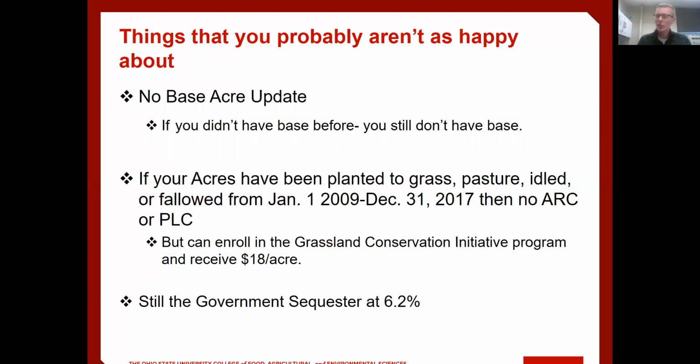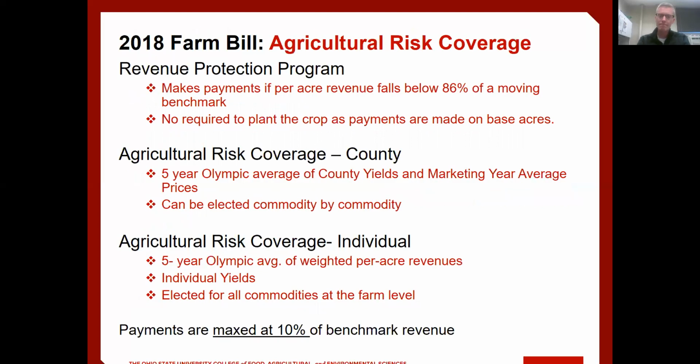There's still the government sequestration of 6.2%. That was part of the Budget Act of 2011. We see that government sequestration in there. So every government payment that is triggered is docked at 6.2% to help alleviate the budget deficit.